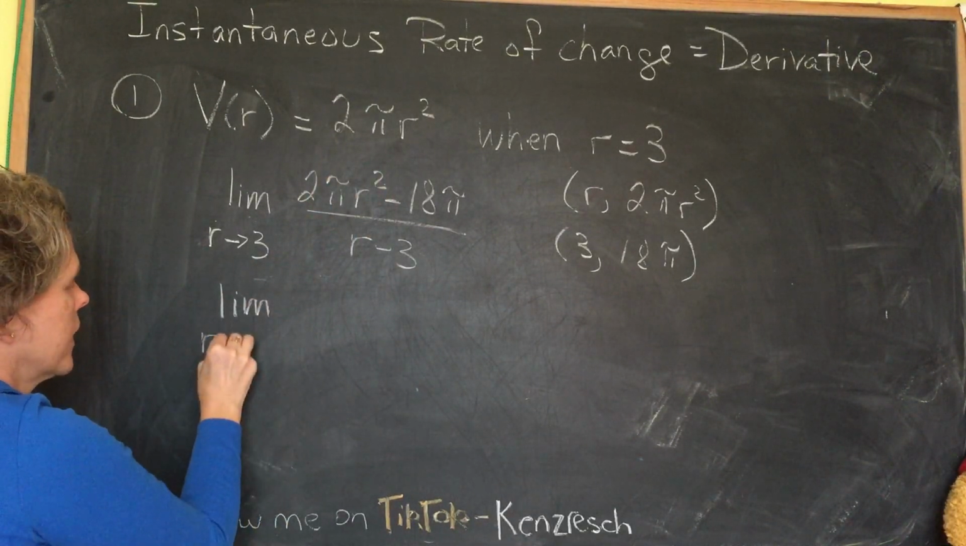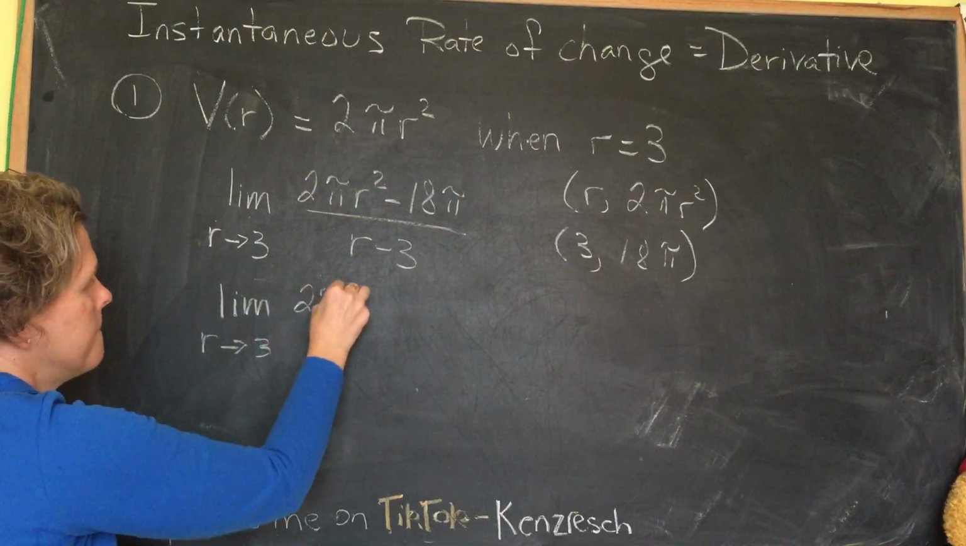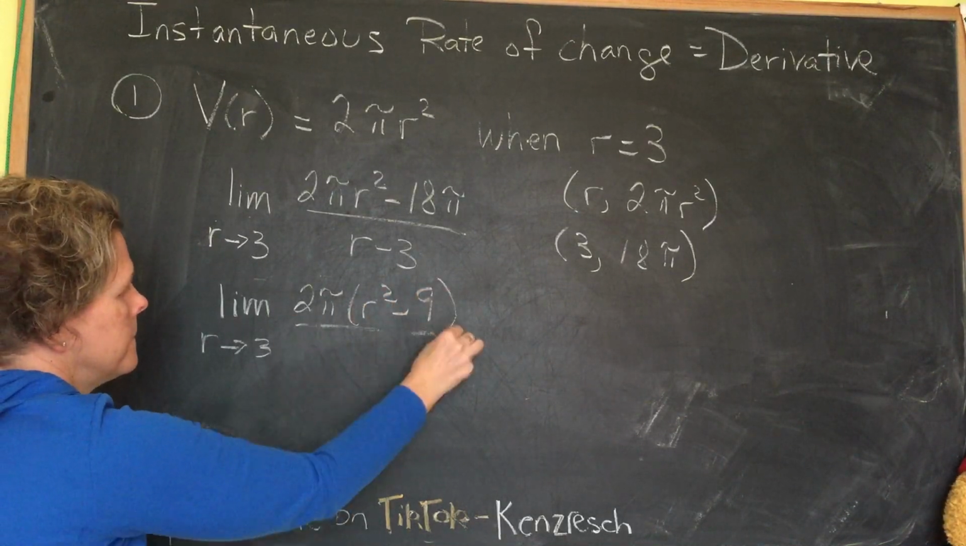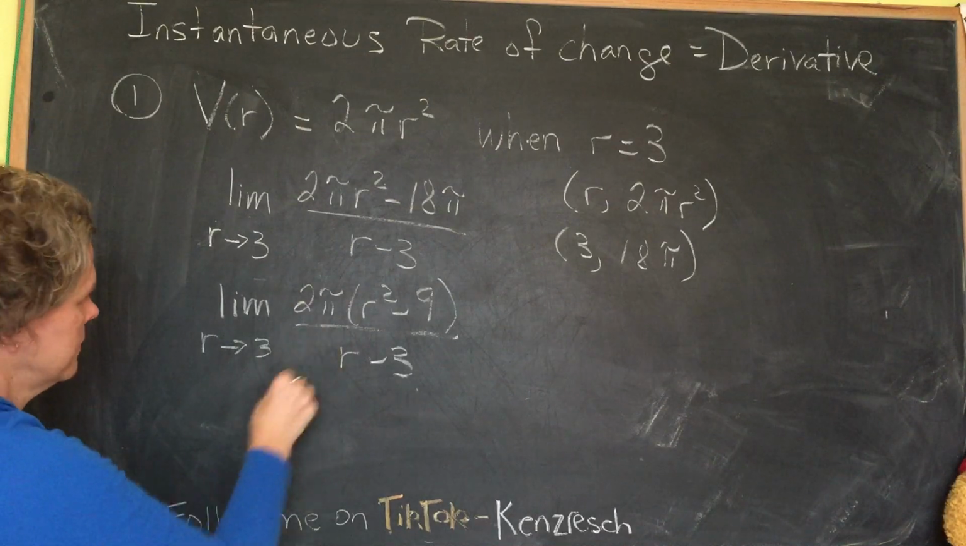Again, don't forget, always rewrite that limit piece. Factor out the 2 pi. And then I can go again.